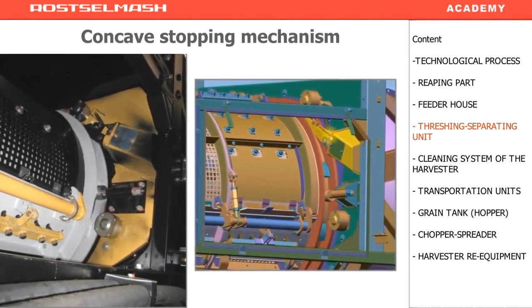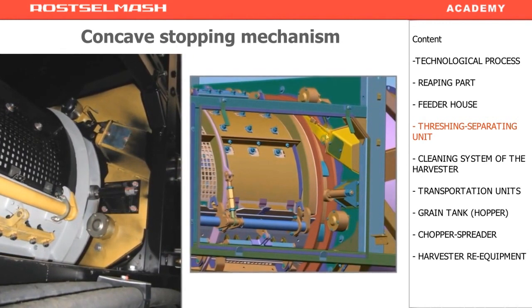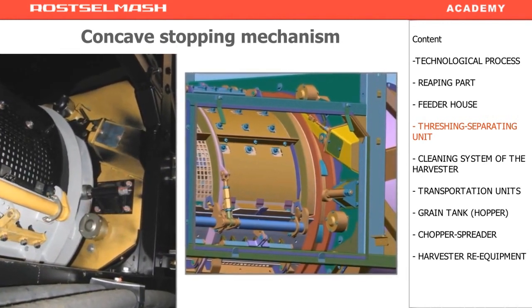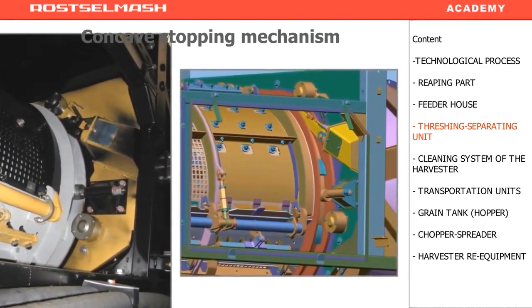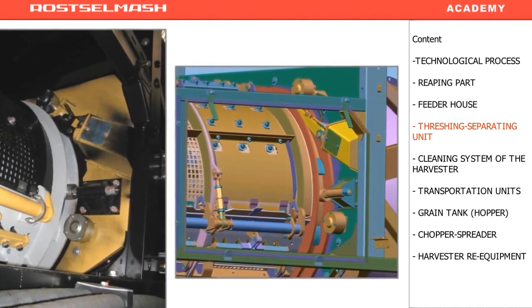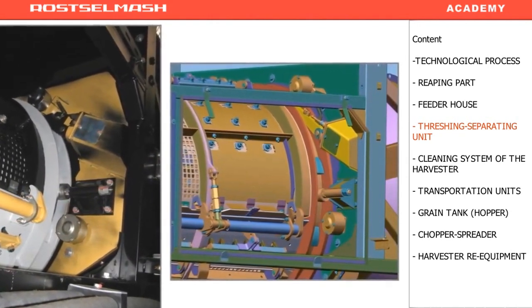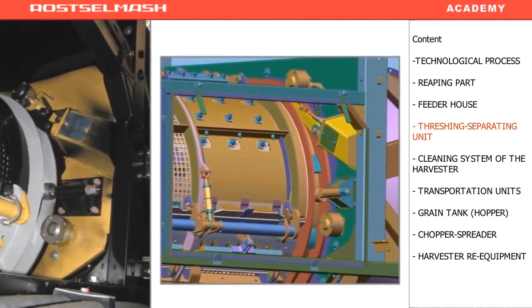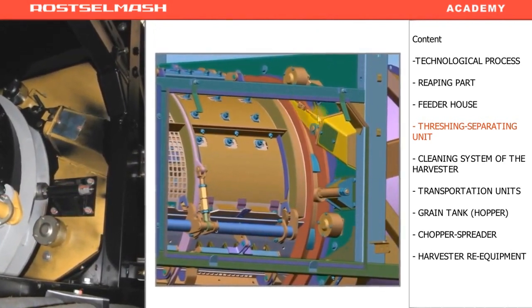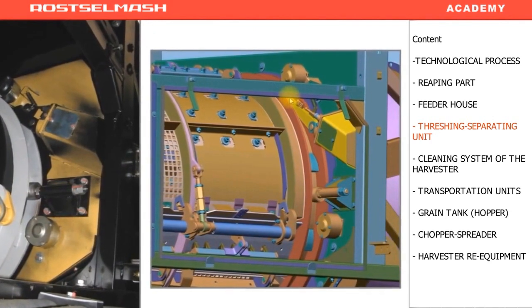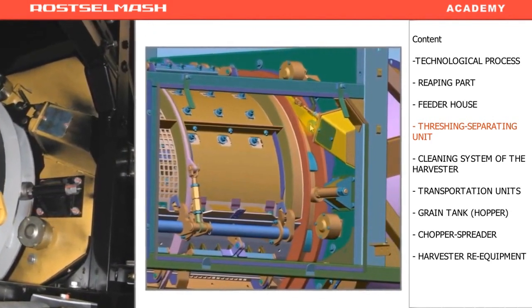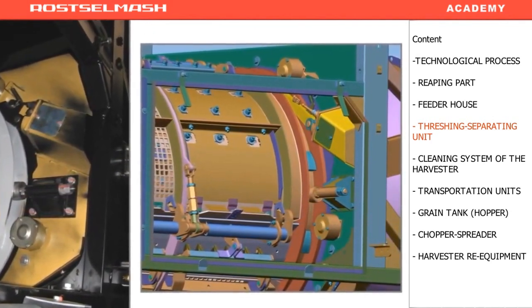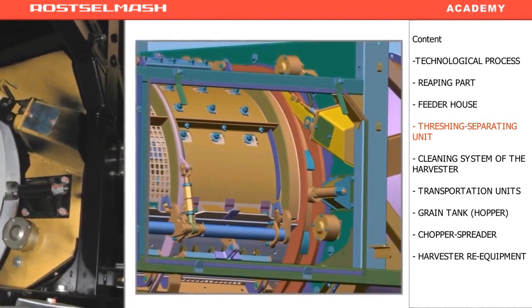Here, we also have a concave blocking sensor. It is used to detect the stopping of the concave and inform the driver about it. As soon as the concave stops and starts pressing on this lever, the sensor goes off, and the driver is notified that the concave is blocked. When the driver gets the signal, he has to inspect the concave and detect the possible problem.